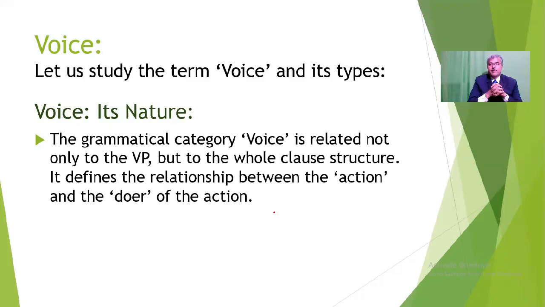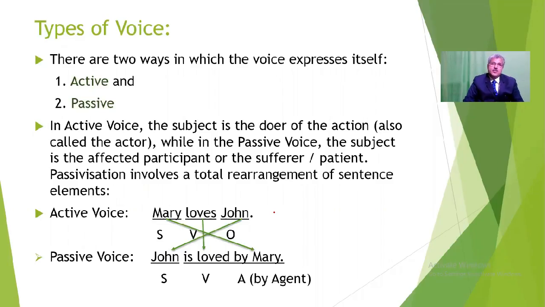Voice, its nature. The grammatical category voice is related not only to the VP but to the whole clause structure. It defines the relationship between the action and the doer of the action. Now we will move towards the types of voice. There are two ways in which voice expresses itself: number one, active voice, and number two, passive voice. In active voice, the subject is the doer of the action, also called the actor, while in passive voice, the subject is the affected participant, the sufferer or patient. Passivization involves a total rearrangement of sentence elements, but the meaning remains the same. There is no change in the meaning or verb.